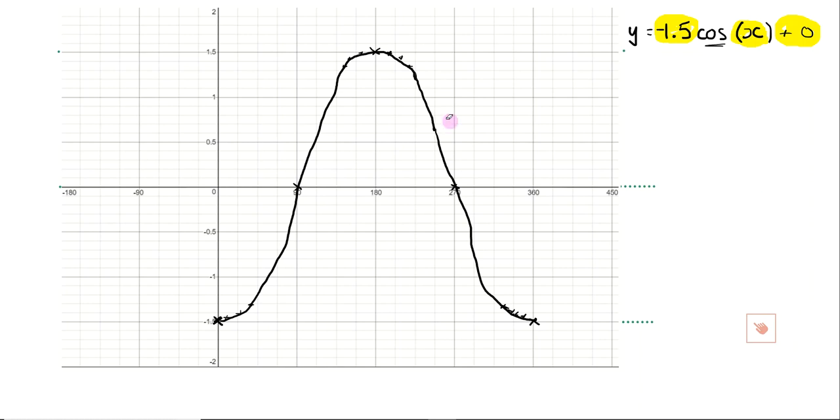Now that's only up to 360 degrees, but yes, we can now carry it on into the other side, so we can follow it through. We've got negative 90, and then up here, I can see my line. Okay.